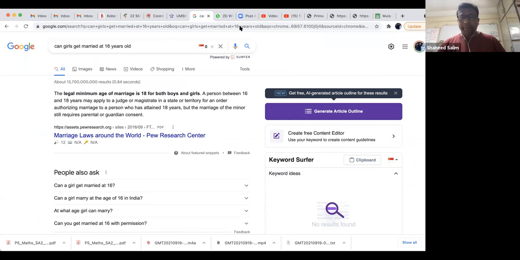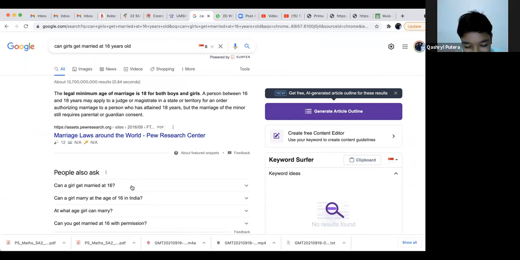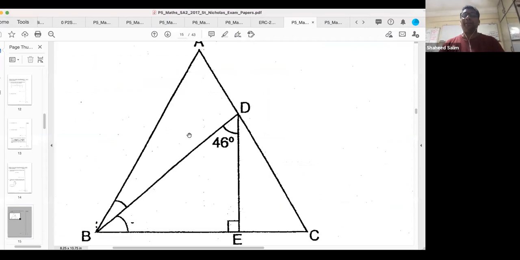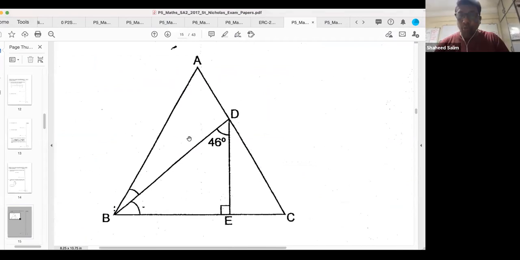You want to get married? See, you want to get married, and then what happened? You need your parents. Your parents say, okay, you can get married. I'm not telling you to get married now. I'm just telling you these are some things you need to know.